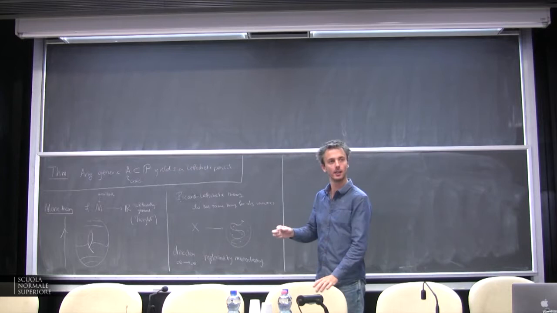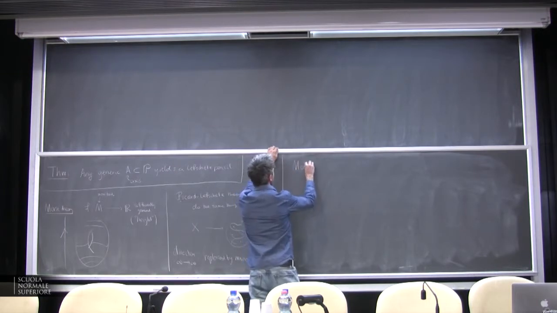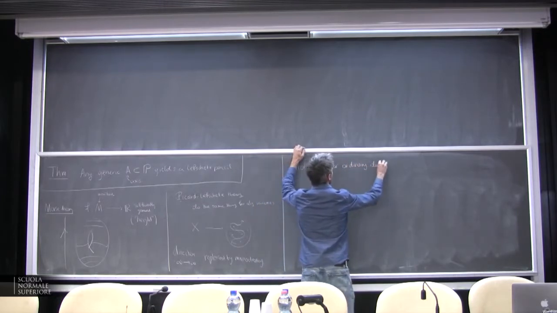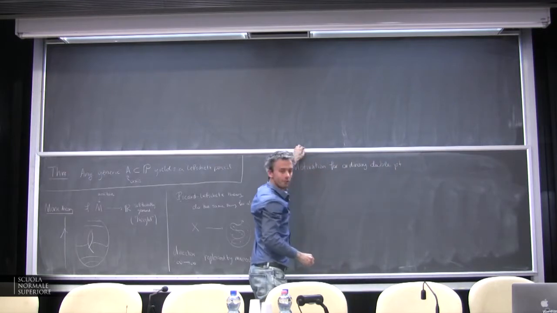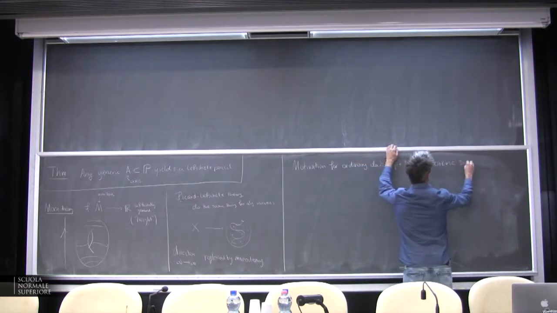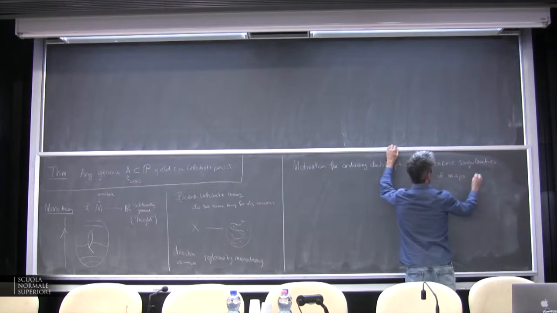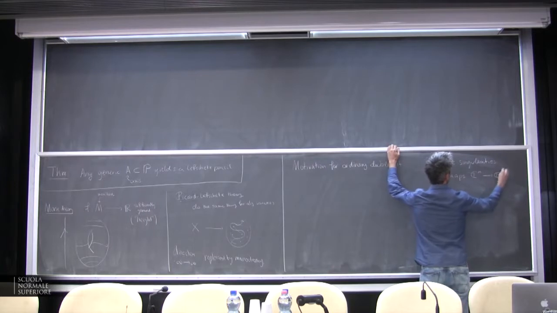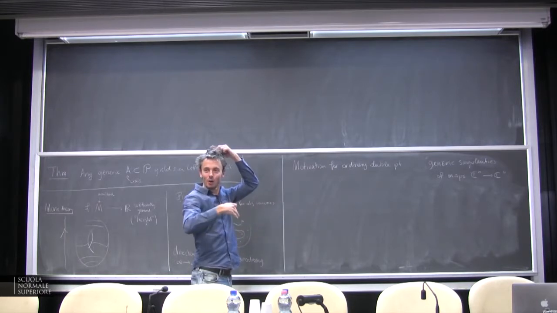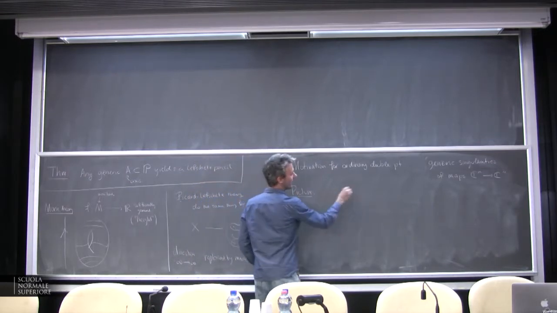So now I want to discuss the local structure theory. So the motivation for ordinary double points is that these are the generic singularities. I find this hard to imagine, why ordinary double points are the generic singularities, but I find the following picture very useful. It is the n equals 1 case.